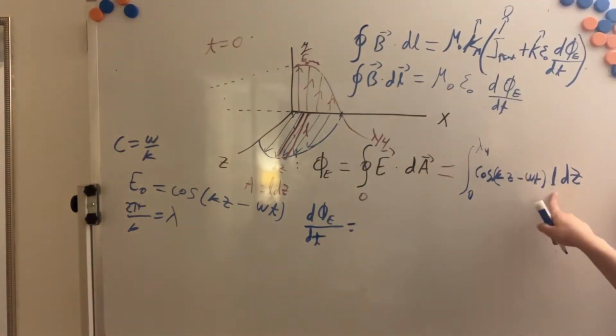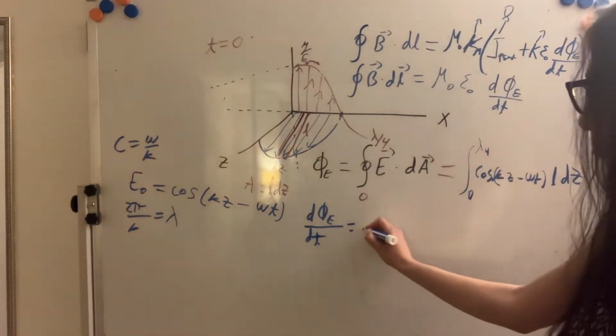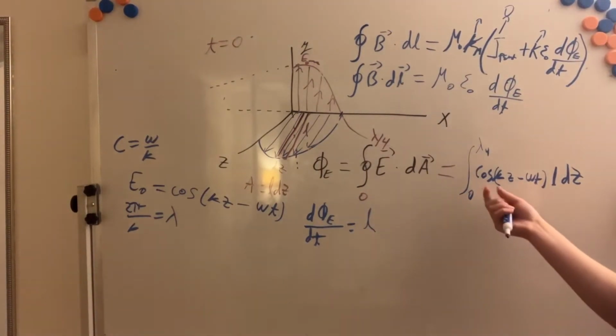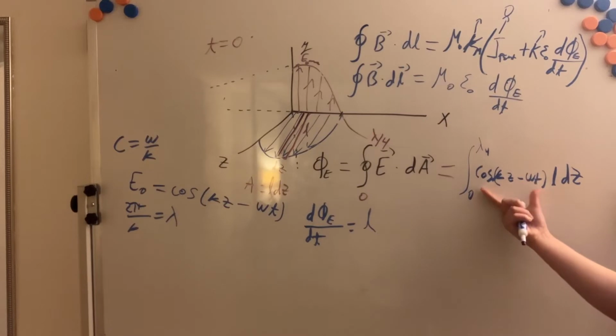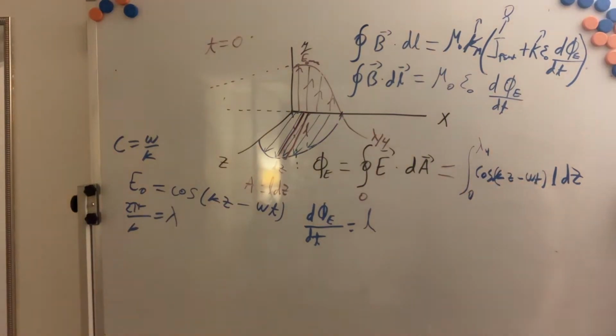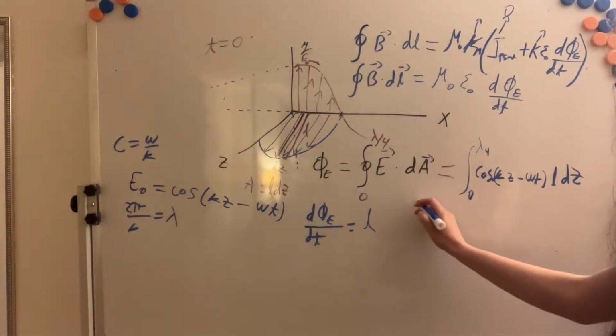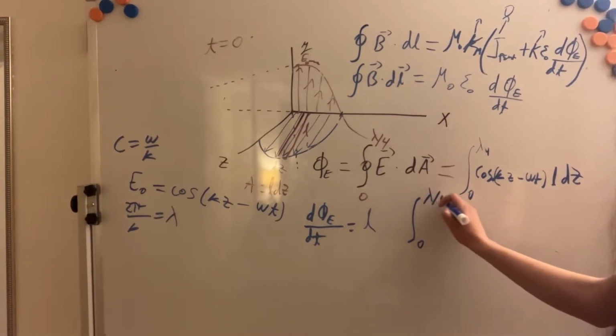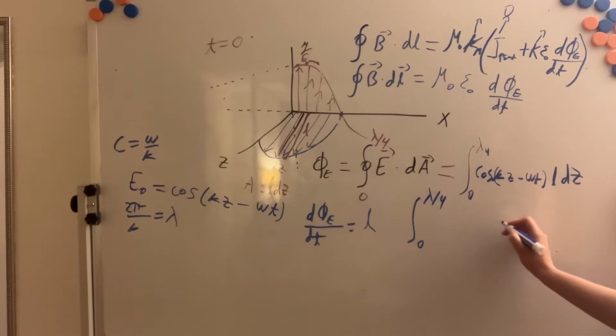So L is a constant, and we can take the derivative of what is inside and then take the derivative. So in some part we will have the integral from 0 to lambda over 4 dc.